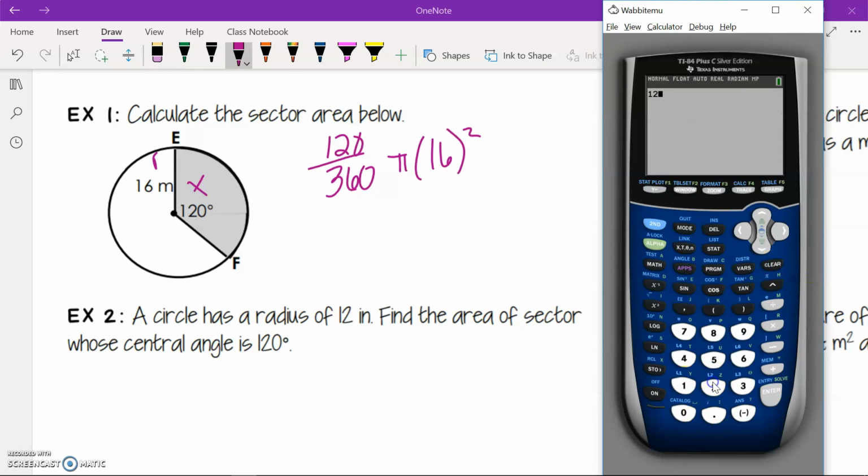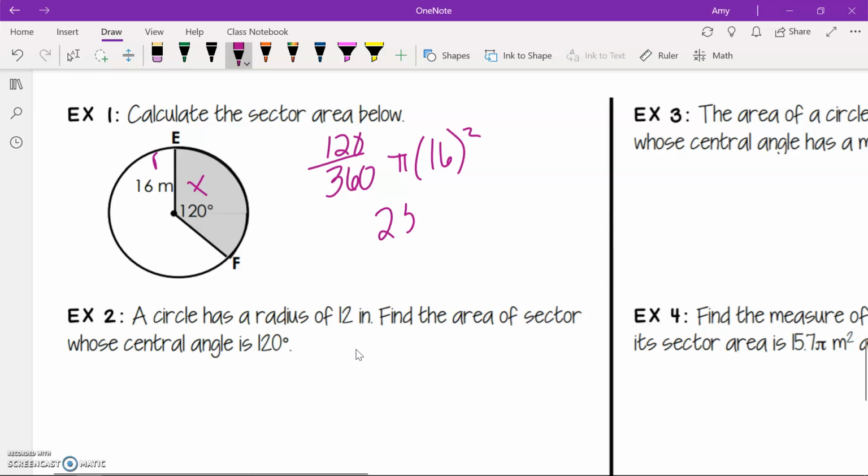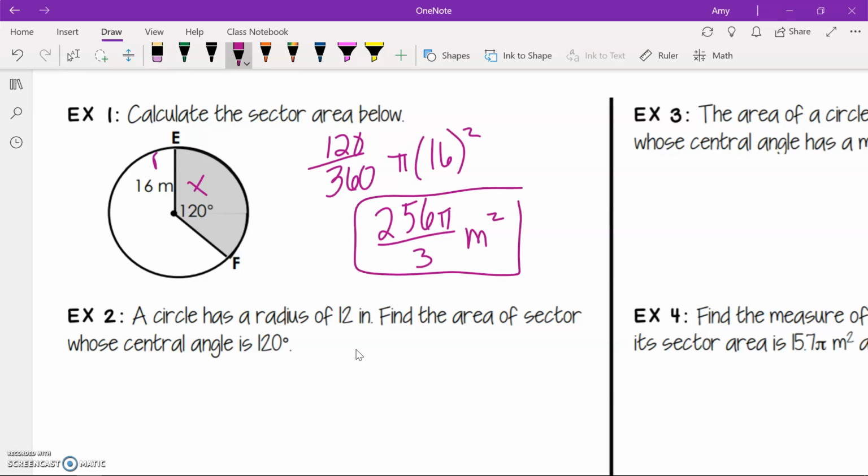So I can do 120 divided by 360. You might recognize that this is 1/3 already. And then we're going to do times 16 squared. If you're evaluating this by hand, remember that the 16 squared is going to happen first before you divide by 3. Because of order of operations, you have to do that exponent first. And we get 85.333. Since we're not going to leave that as a repeating decimal, I'm just going to use math fraction to help convert it to a fraction. And we get 256 over 3. So our answer is 256 pi over 3 square meters.